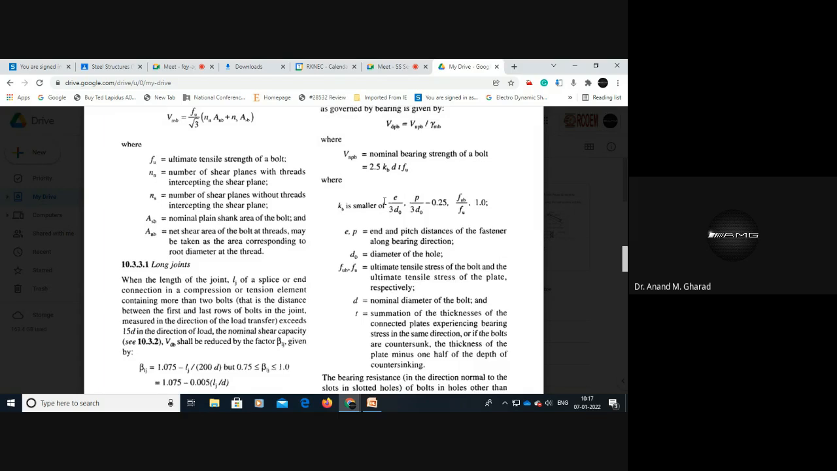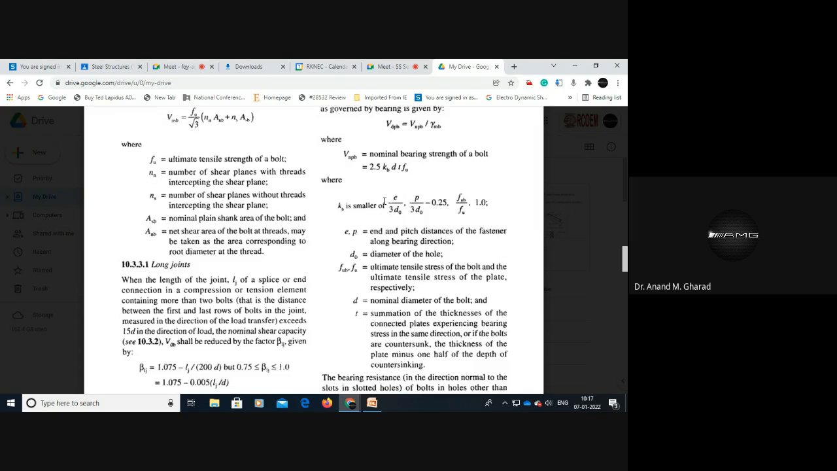Actually pitch is nothing but the center to center distance between the bolts. In your IS code it is specially mentioned that if this center to center distance is parallel to the direction of the stresses, then it is known as pitch. But you can consider the center to center distance between the bolts to be the pitch distance, right? Small e, especially over here, is mentioned as end distance.